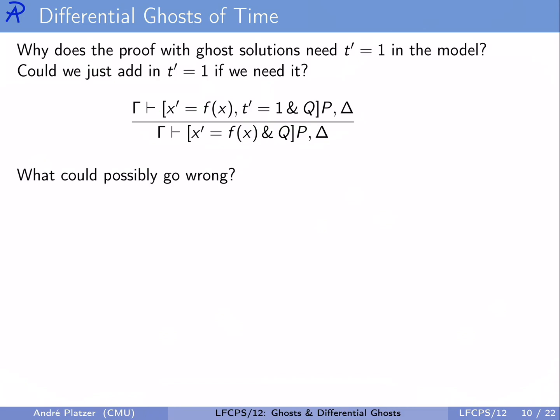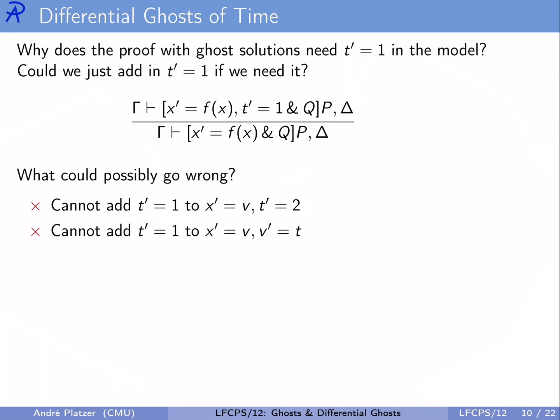Well, I guess what could go wrong is that we had t prime already. We can hardly add t prime equals 1 into a differential equation x prime equals v with t prime equals 2, because it's going to be very hard for the variable t to simultaneously follow the differential equation t prime equals 2 while also following the differential equation t prime equals 1. At least for any positive duration, that will be impossible. That we can't do. We can't already have an ODE for t prime.